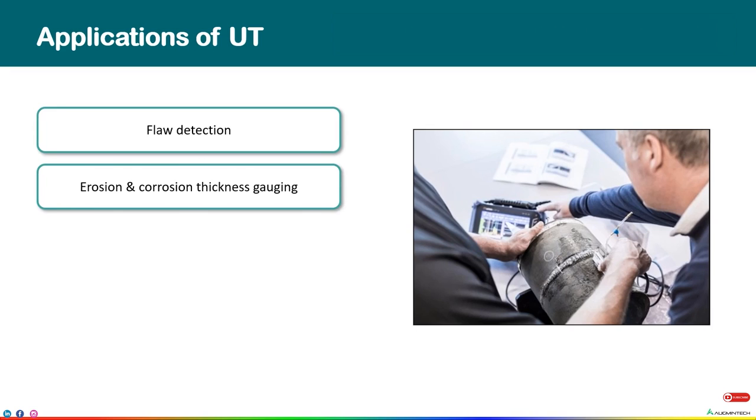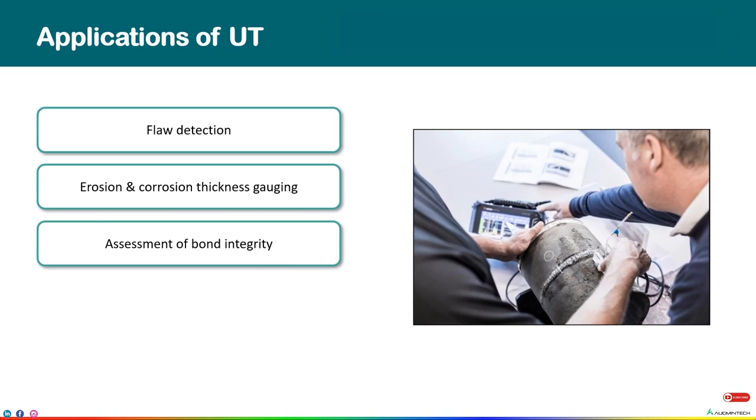Erosion and corrosion thickness gauging. Ultrasonic thickness gauging is routinely utilized in the petrochemical and utility industries to determine various degrees of corrosion and erosion. Thickness gauging applications include piping systems, storage, and containment facilities such as pressure vessels.